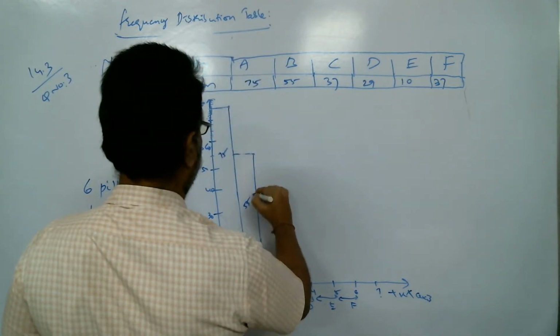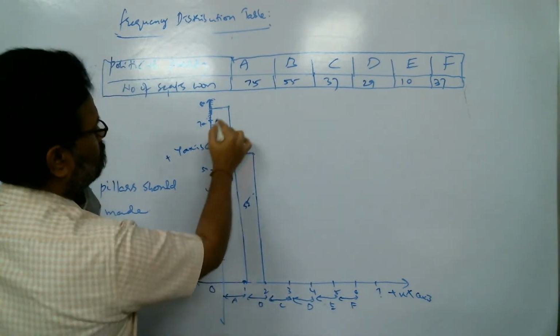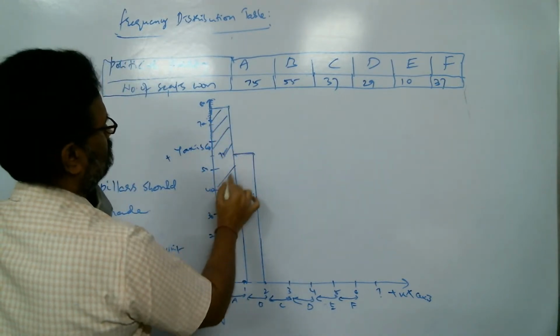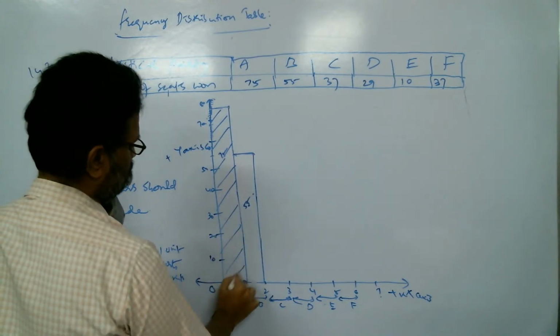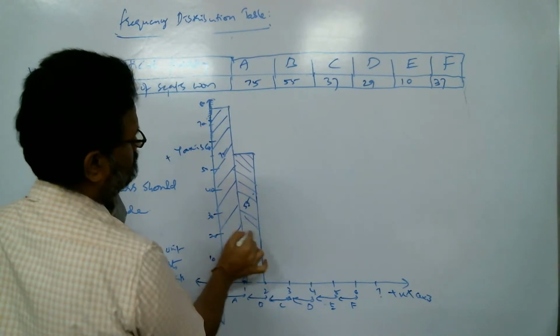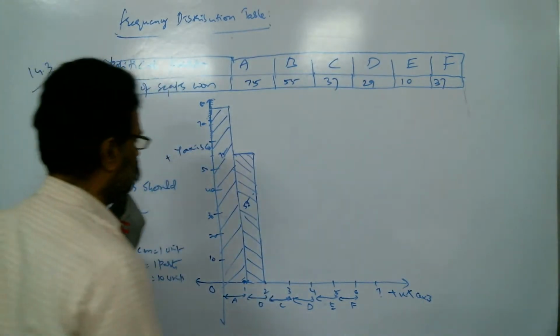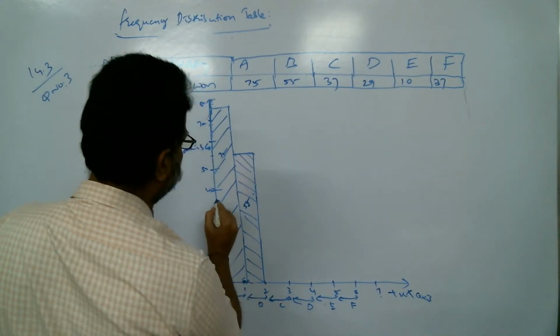Right? This is 55. Are you clear? This is B. Make it different color. This you share with one color. Right? You can share like this to make the difference. Right? Now, third, C, is how much? 37. 37 is halfway more than this is 35, 27 extra.